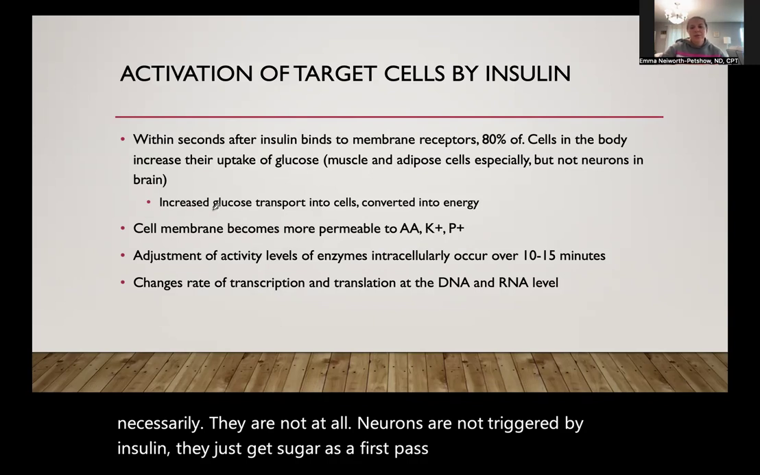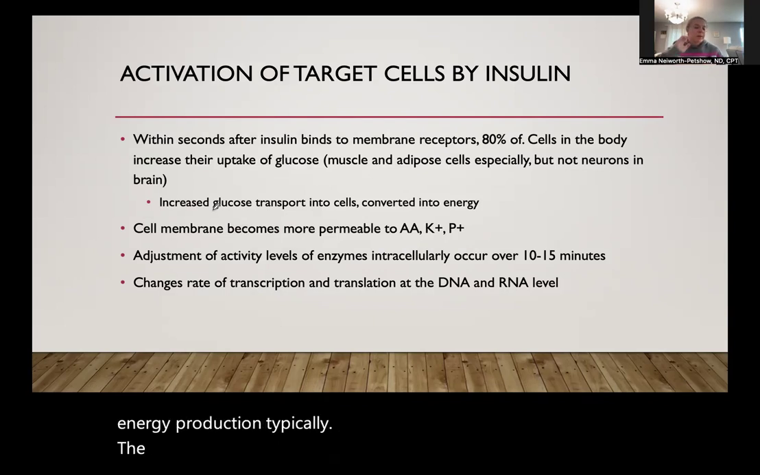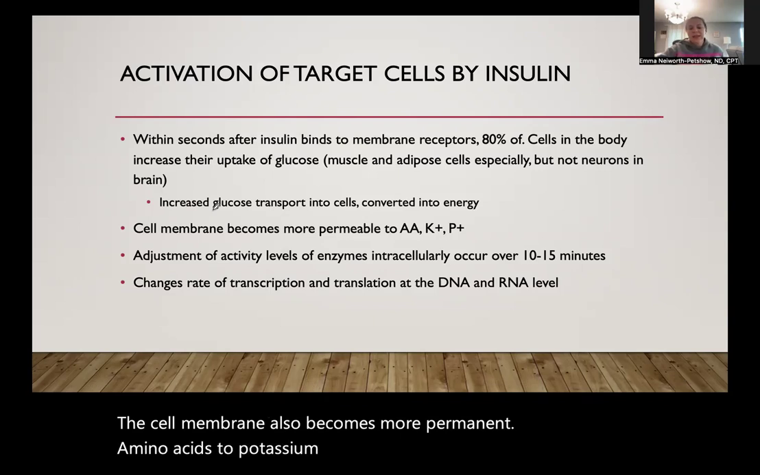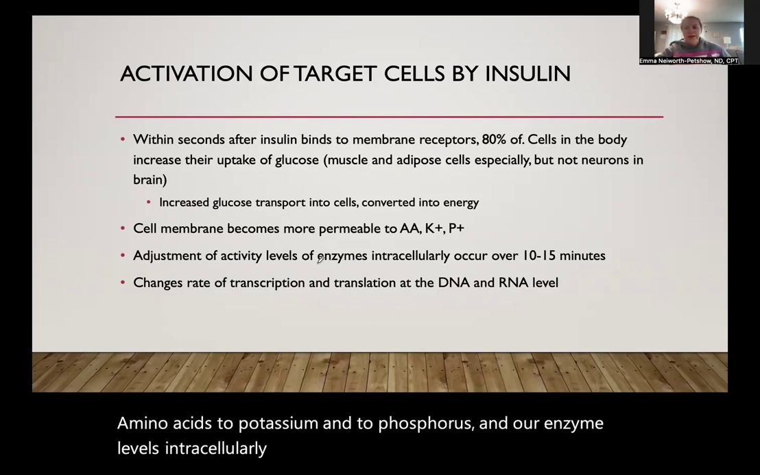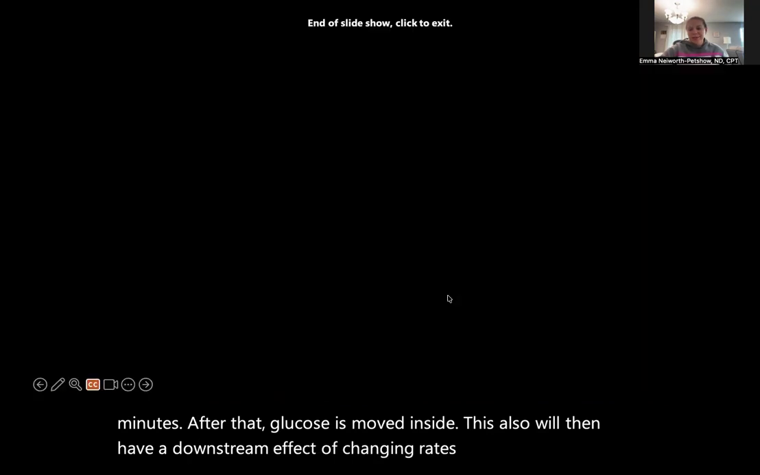When glucose is transported into a cell, that's going to increase our energy production typically. The cell membrane also becomes more permeable to amino acids, to potassium, and to phosphorus. And our enzyme levels intracellularly are upregulated or adjusted for about 10 to 15 minutes after that glucose is moved inside. This also will then have a downstream effect of changing rates of transcription and translation.